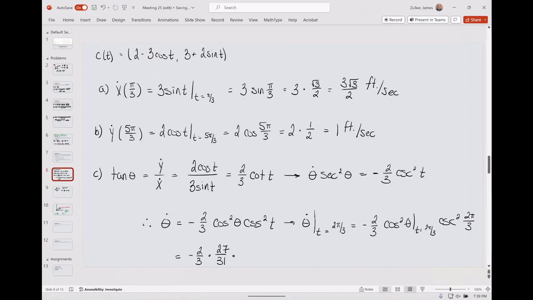Now we need cosecant of 2 pi over 3. Well, we just said what sine of 2 pi over 3 was. Negative root 3 over 2, right? So 1 over that, negative 2 over root 3, squared. 4/3.